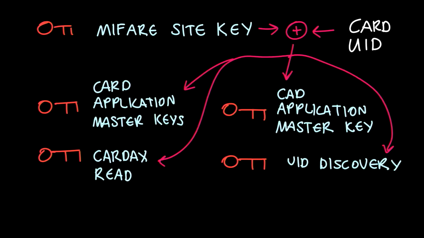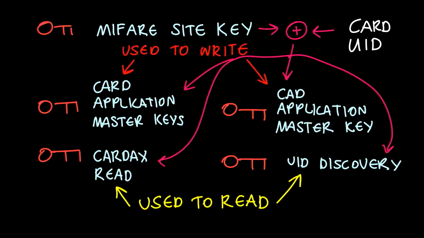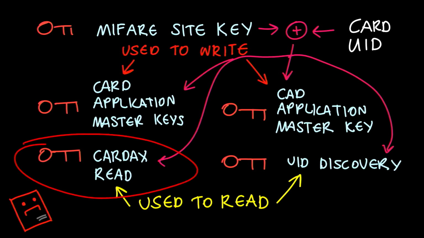So to lock the master application, to lock the CAD application, one that's not important, there are the UID discovery key and the Cardax read key. The idea is that these keys are needed to read blocks or files on the application. These ones are used to write. So in theory, the reader should only need this single key, okay?